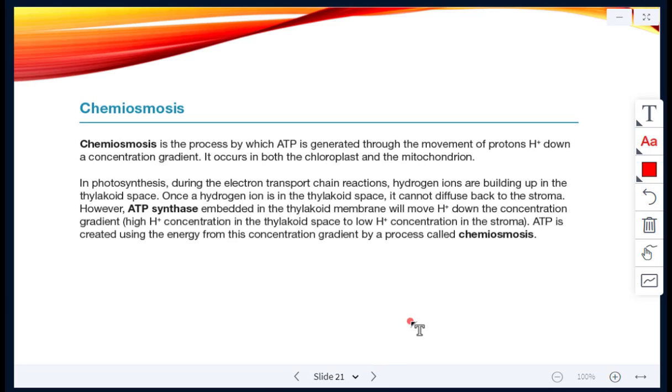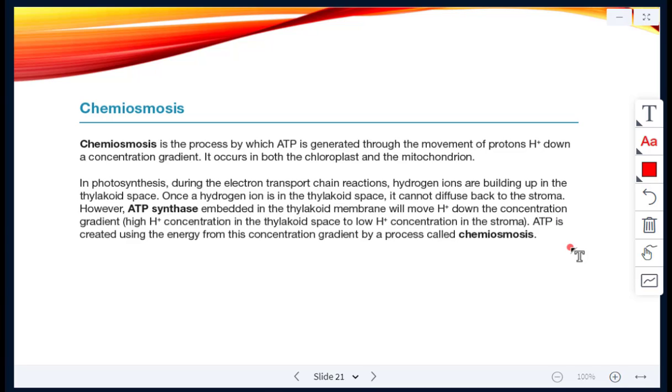And just to summarize chemiosmosis one more time, this is the process by which ATP is generated through the movement of those hydrogen ions or protons down a concentration gradient. It occurs in both the chloroplast and the mitochondrion.